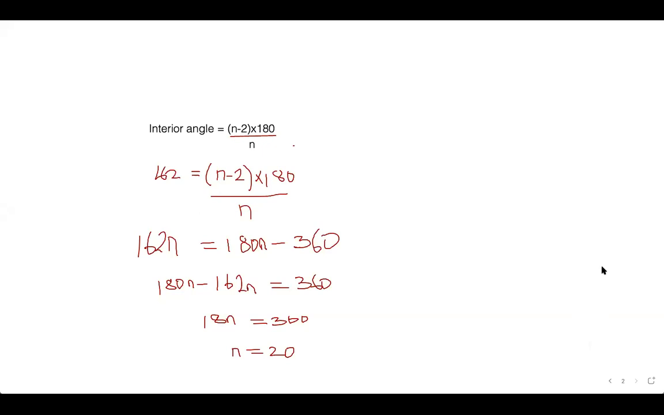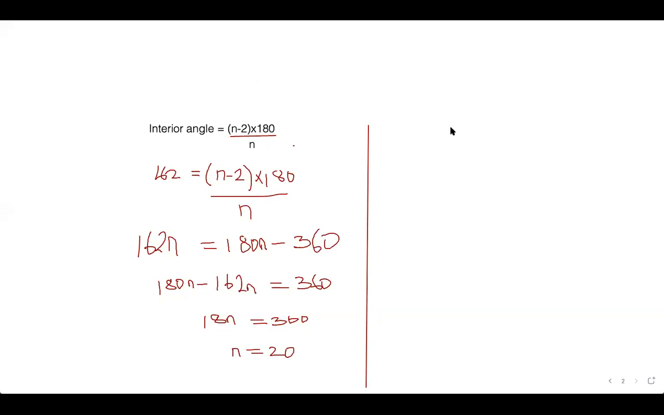Teacher, what the student is saying is that there's an easier way to find the answer. You first find the exterior angle, and then you use the equation interior angle plus exterior angle equals 180 degrees, giving you the exterior angle as 18. And then since you know that all exterior angles add up to 360 degrees, you get 360 degrees divided by 18, giving you 20 sides.